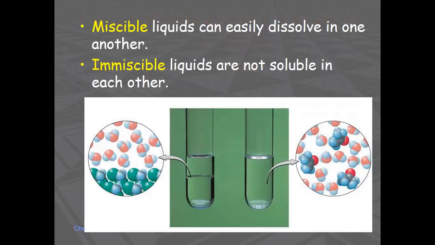Two kinds of solutions. Miscible liquids can easily dissolve in one another. Immiscible liquids are not soluble. In this case, the two liquids are miscible, but in this case, the two are not. Okay.